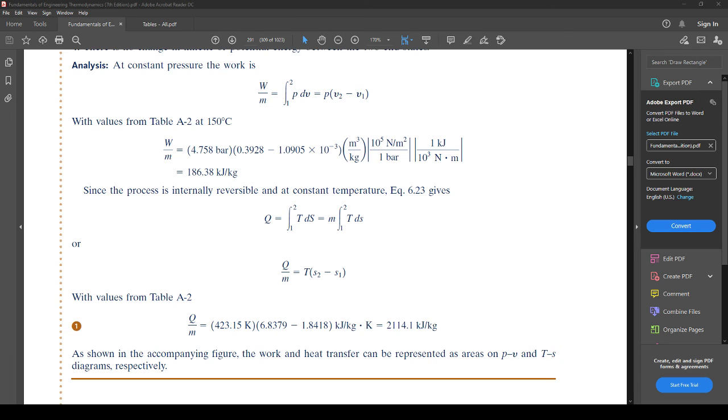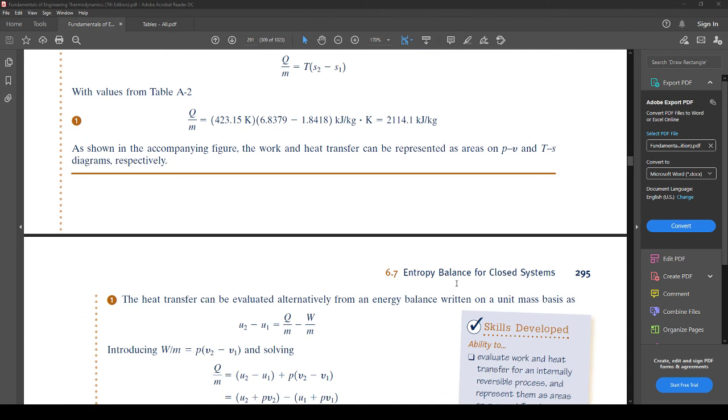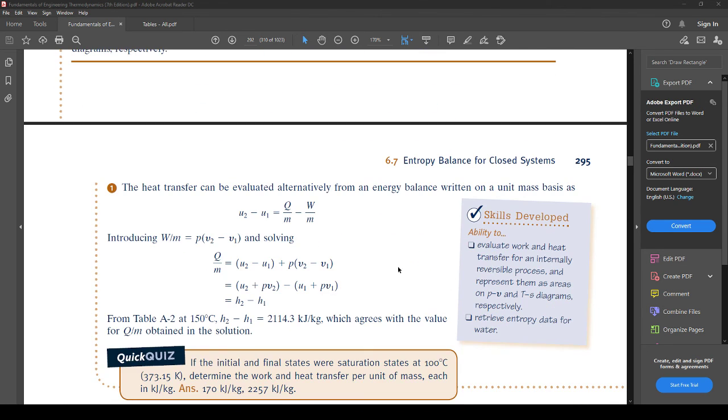So you do that. You would then do 423.15 times 6.8379 minus 1.8418. And you get 2,114 kilojoules per kilogram, which is what they have here and what I just got. Now, I'm actually, yeah. So here it is. You can do it the alternative way. I knew it. I was like, it's the same thing.